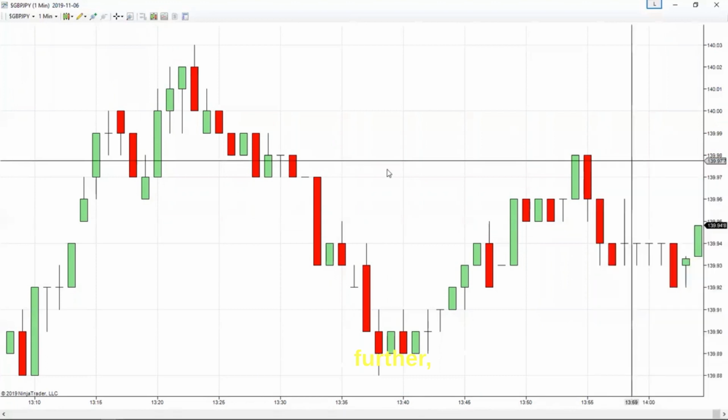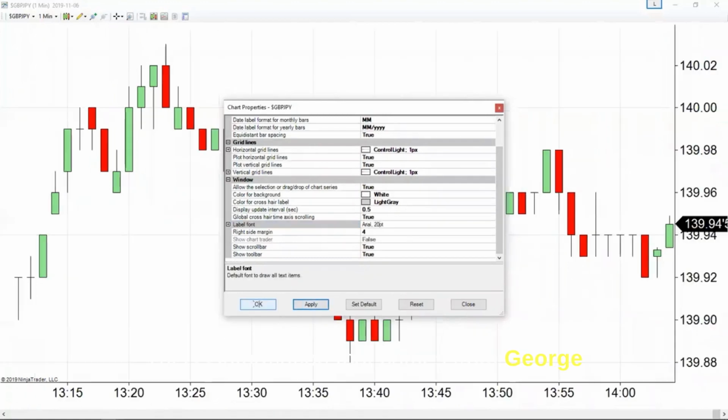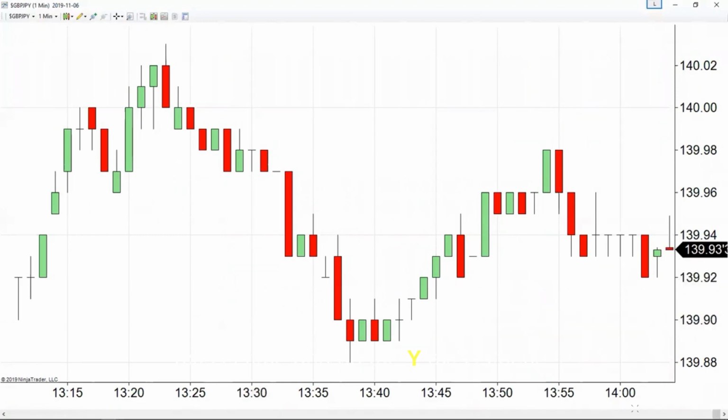Before we go any further, let's explain why it's guaranteed to fail. This is information that comes from George Soros's book, The Alchemy of Finance. It's a very long book that a lot of people find complicated, but we're here to simplify it for you so you understand. On the x-axis is time and on the y-axis is price.